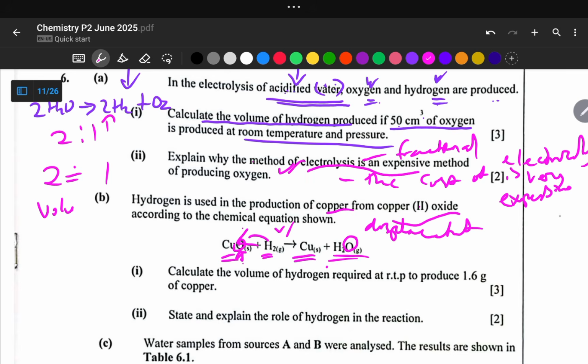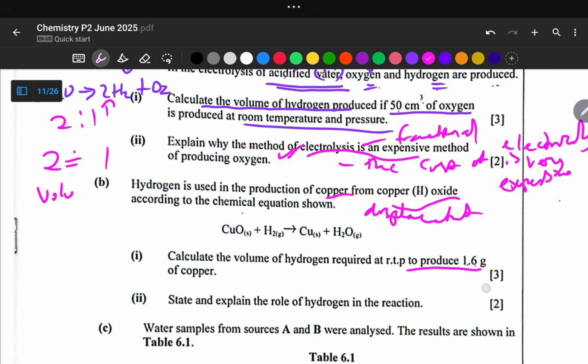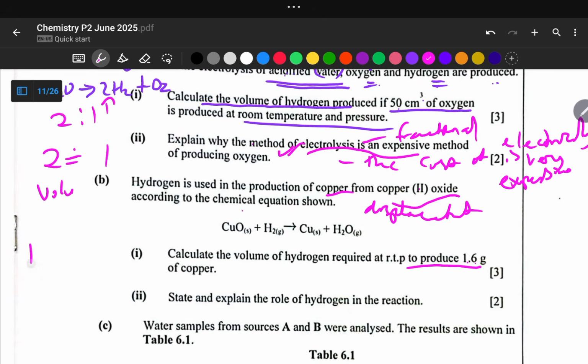Are we together? The question says calculate. Here don't only focus on the given question, but try to expand the question so that we can understand any concept within that given radius. Calculate the volume of hydrogen required at RTP to produce 1.6 grams of copper. From this equation, 1 mole of hydrogen will give 1 mole of copper, which is equal to 64 grams. Stoichiometry is all about comparing ratios using the stoichiometric ratios. So 1 mole here, and the volume at RTP.